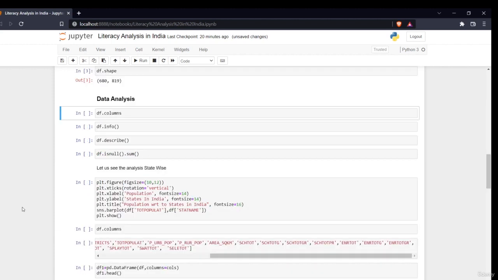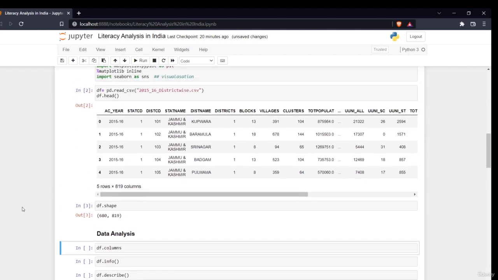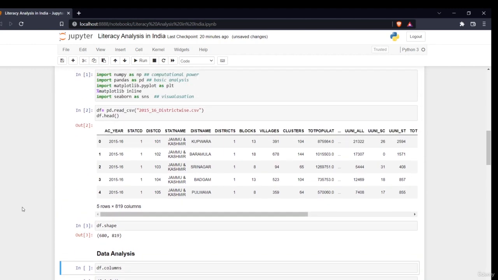Hello all and welcome to the project. In this next section we'll be doing the data analysis. Previously we have seen the data set and we have seen that there are around 680 districts and 26 different states which we have. So now we'll be performing analysis on it. I have shown you the shape of 680 and 819 columns. Okay, that's a huge number.